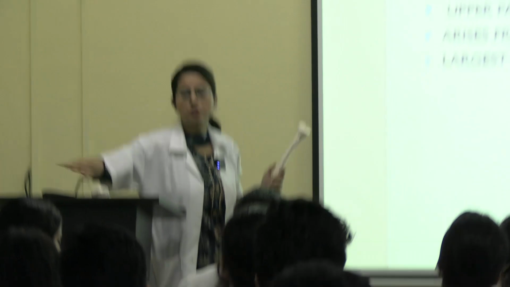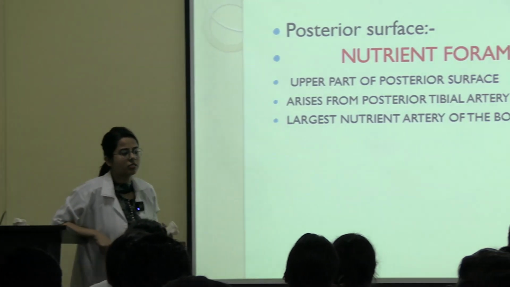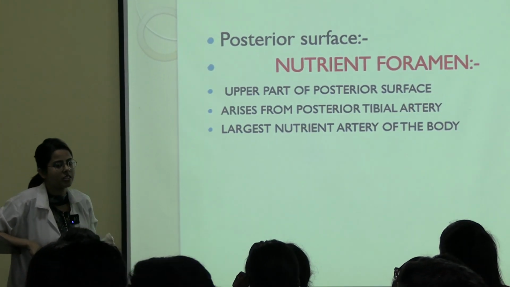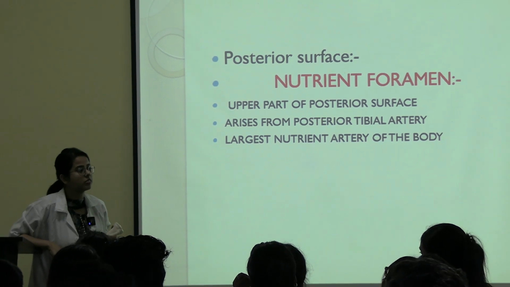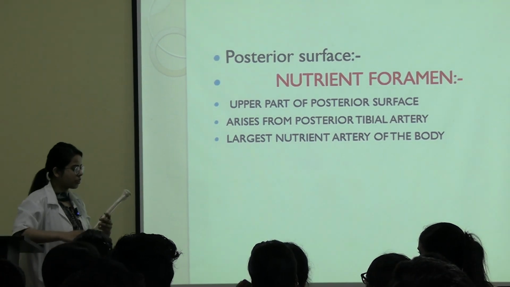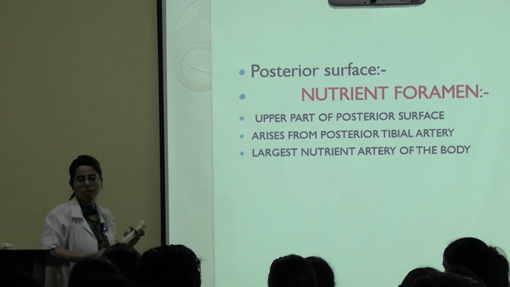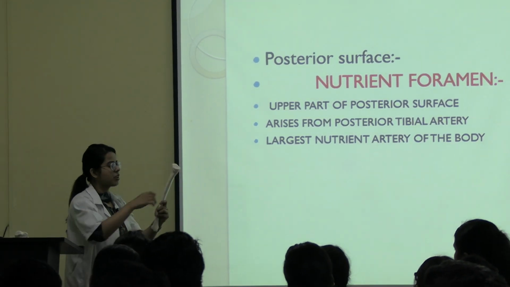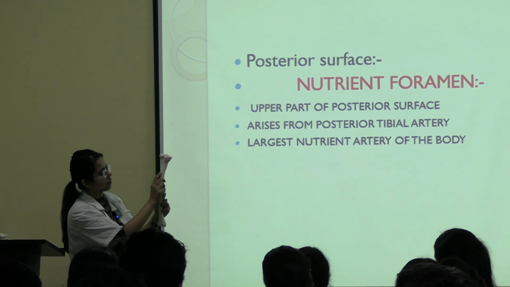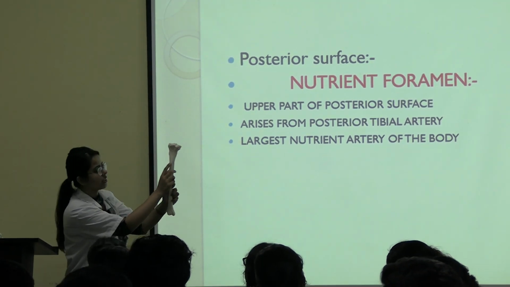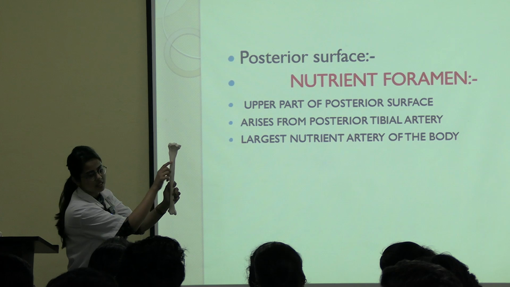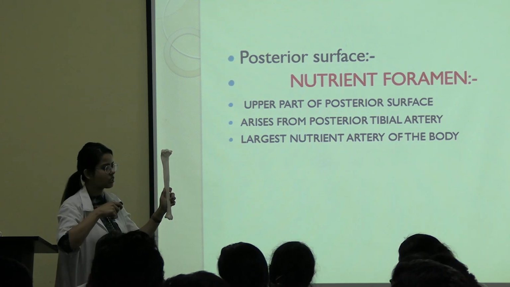And do you know nutrient foramen? Have you heard? Where have you heard this? Okay. So yes, the blood supply of humerus also you have heard, na? Yes. So this is the nutrient foramen. Okay. These are the nutrient foramen. Can you see?